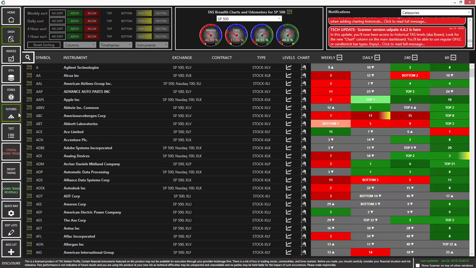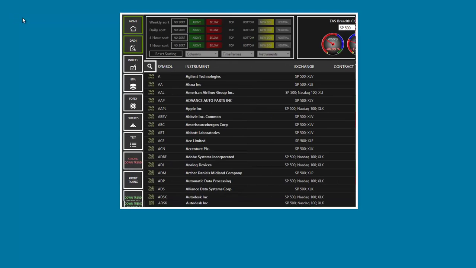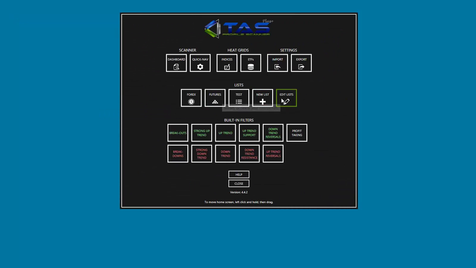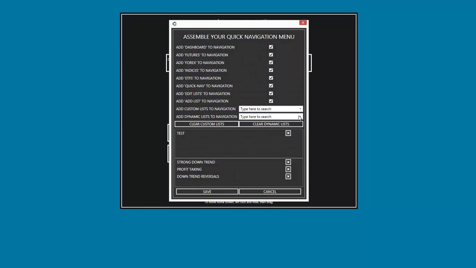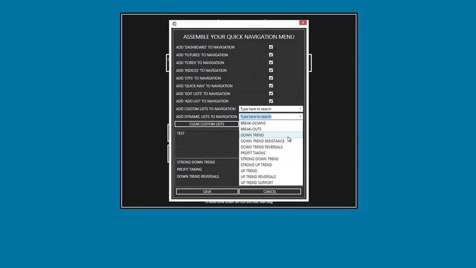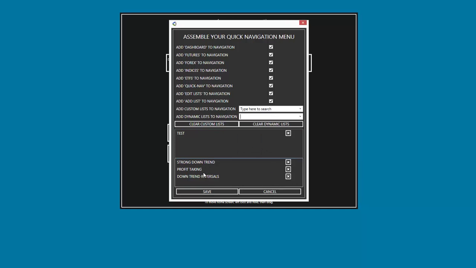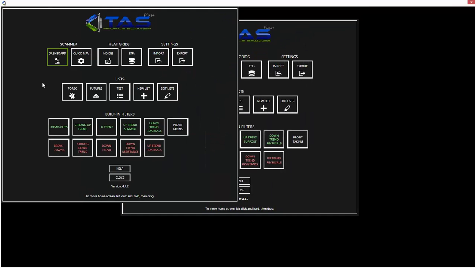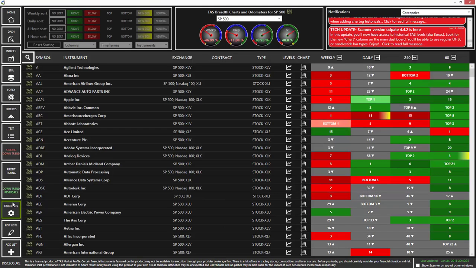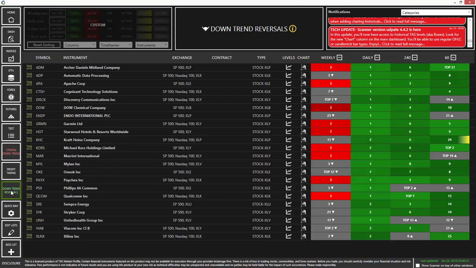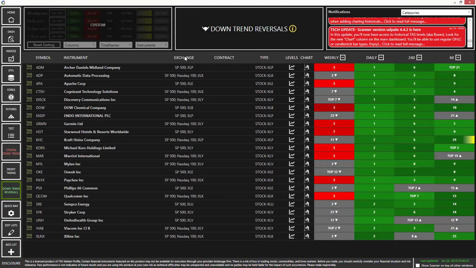I can actually go back to my home screen, go to my quick nav, and look for stocks that are in a downtrend and are reversing. All right, so I want to choose downtrend reversals. I want to put that on my radar screen down here. I want to save it. I want it to appear in my dashboard. And isn't this so cool? Downtrend reversals. So if I hit that, I'm going to have quite a few candidates here.